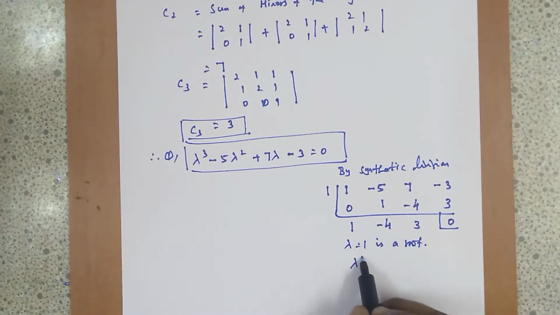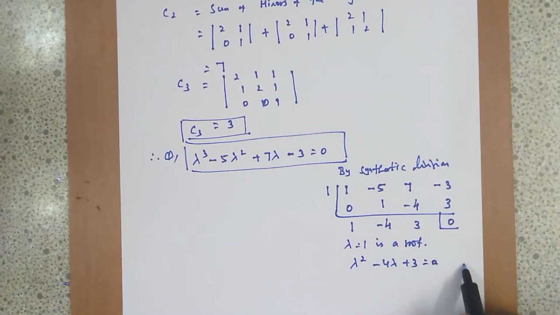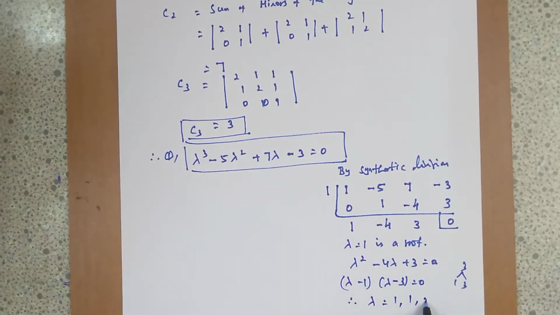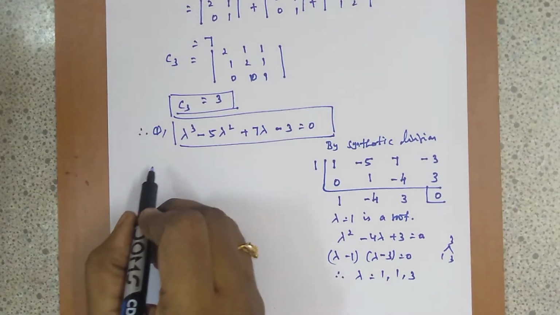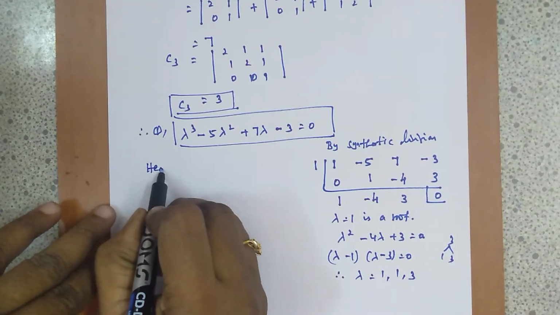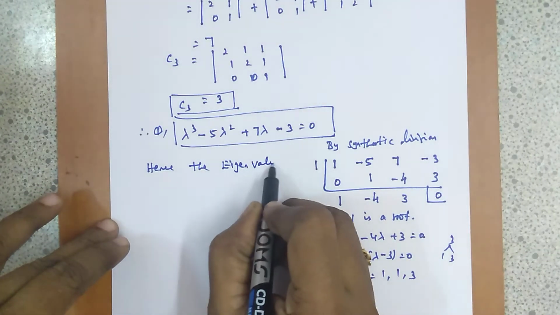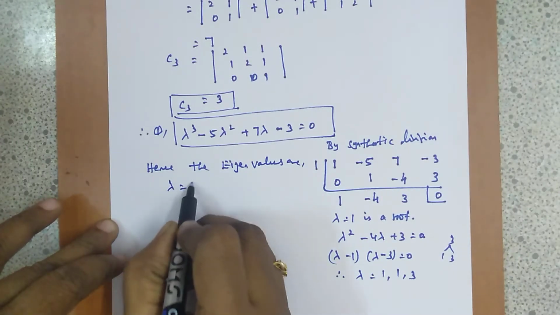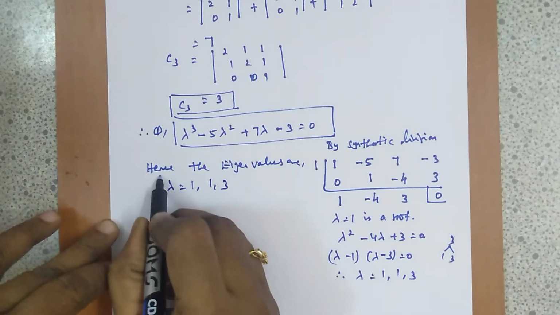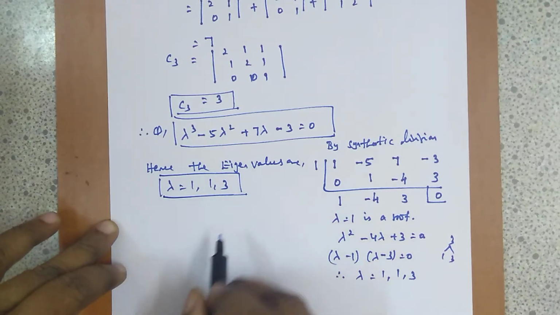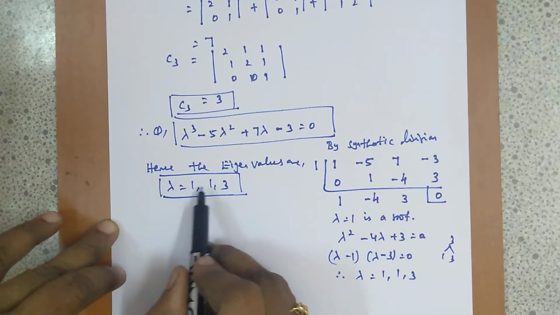Therefore what is the remaining? The remaining is lambda square minus 4 lambda plus 3 equal to 0. The 3 can be written as 1 into 3. So lambda minus 1 into lambda minus 3 equal to 0. Therefore lambda is equal to 1, 1, 3. Hence the eigenvalues are lambda equal to 1, 1, 3. Look at these eigenvalues: only one value is different, the remaining two values are equal.